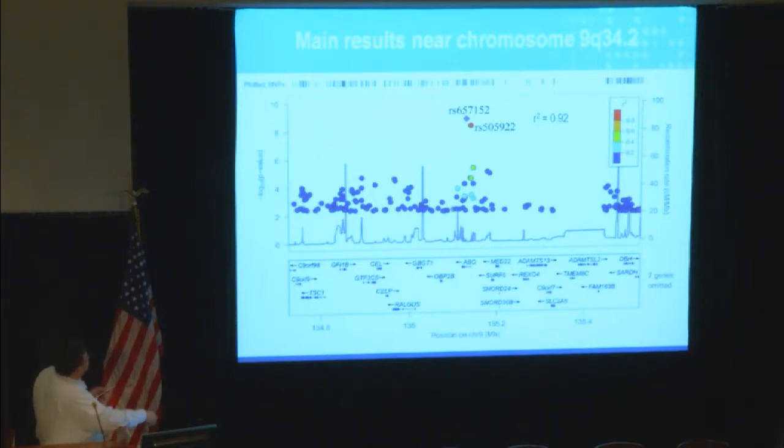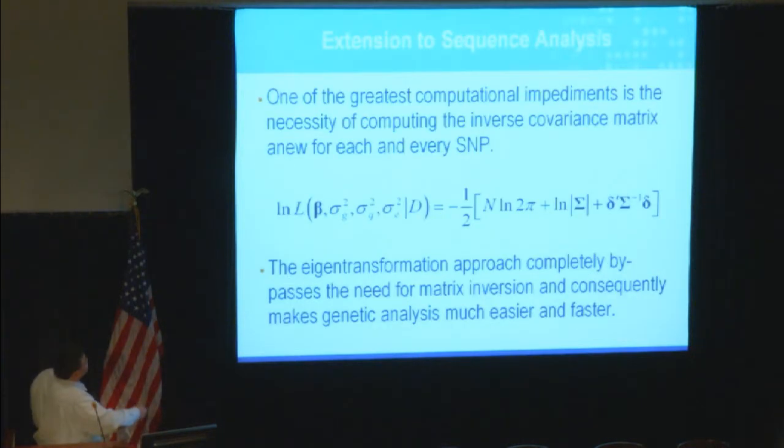So we found a variant, this RS657152, and about 500 kilobases from that is this DBH gene for dopamine beta hydroxylase, and it's involved in the stress response, as is substance P. So we expect this to be a candidate gene worthy of further pursuit. All right. So that was an example of how we can extend the basic polygenic model to joint linkage and association to do a GWAS.